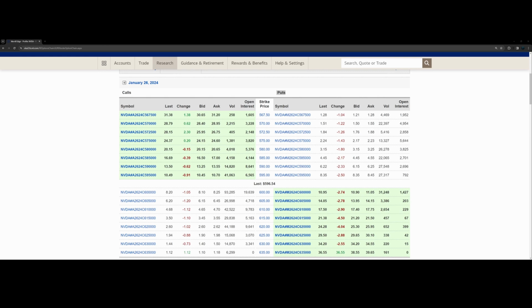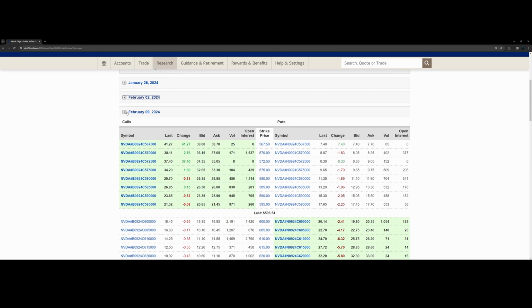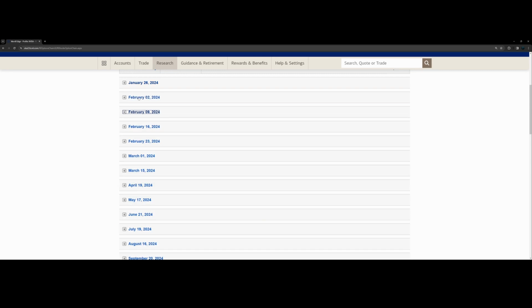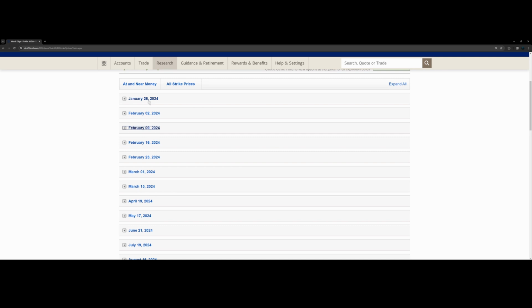strike price in the middle, put simply, is the price at which the put or call can be exercised. The option chain is sorted by expiration dates. I'm going to minimize this, and you'll see a bunch of dates. In this case, these are weekly expirations. So options are sorted with expiration dates that are soonest at the top.